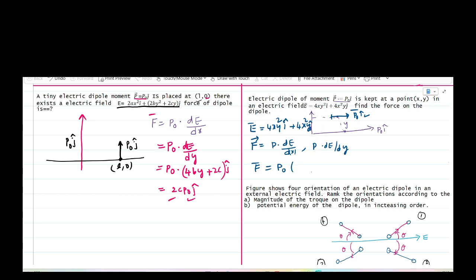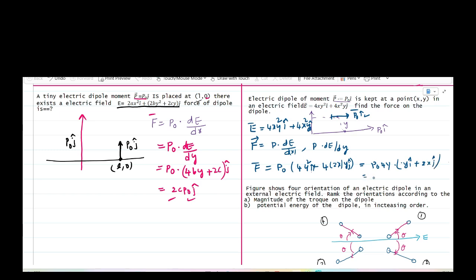So which is dE by dx, 4y square along I cap plus dE by dy along the J cap, at the equatorial point, right? That equals 4 into 2x into y. This is also x only. So now I am differentiating only along the x-axis. So P naught into 4y I can take common. The remaining is this is I cap, this is J cap. So remaining is y I cap plus 2x J cap.